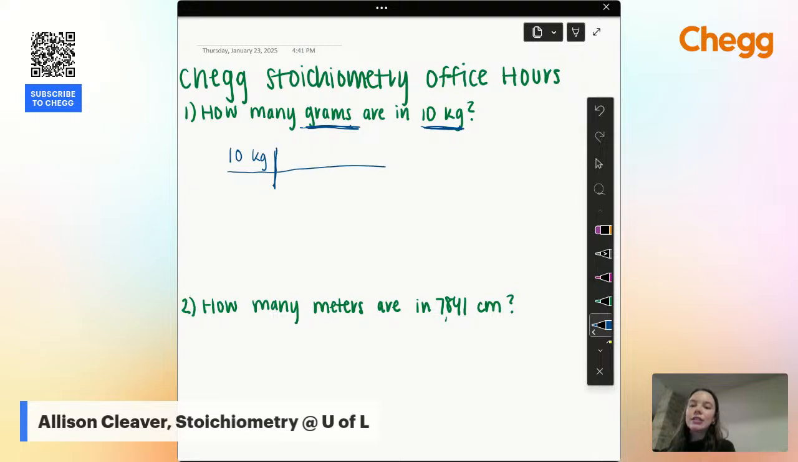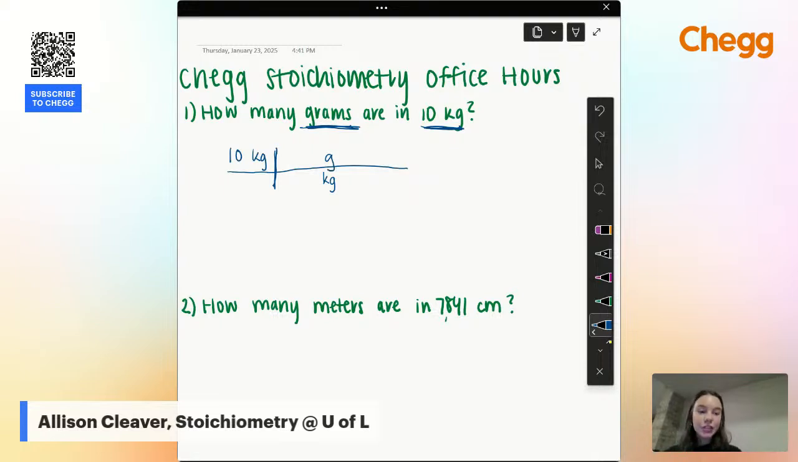It kind of looks like a train track is what I was taught, but we want to put whatever's on the top on the bottom. So in this case, kilograms is on the top. We have to match up our units, so kilograms goes on the bottom. This is just a little math rule that whatever is on the top always cancels out with what's on the bottom. And we want to get to grams, so we put grams on the top.